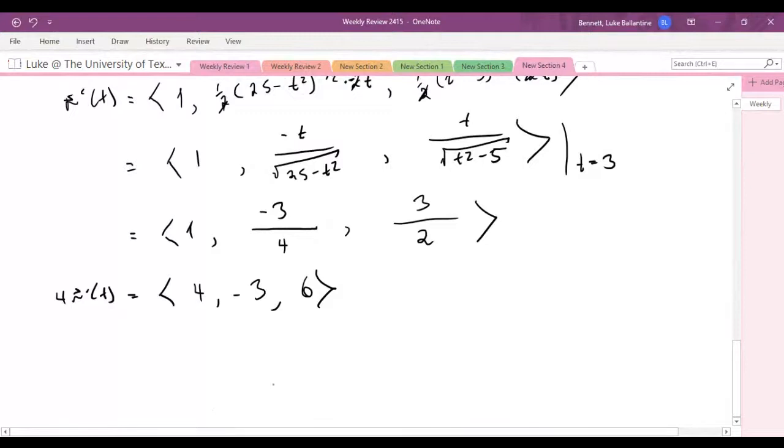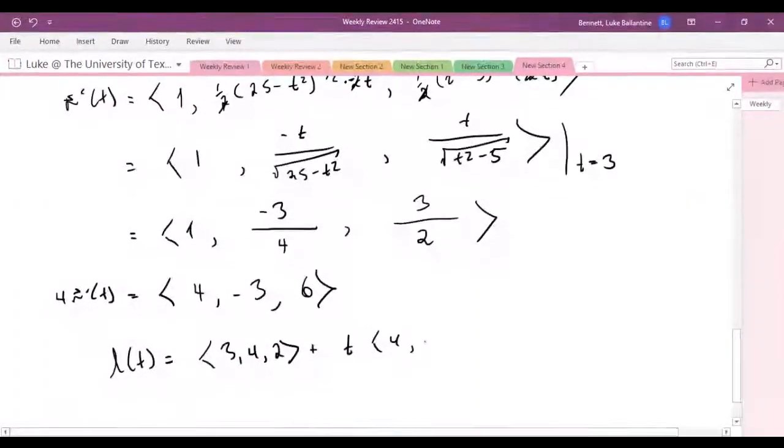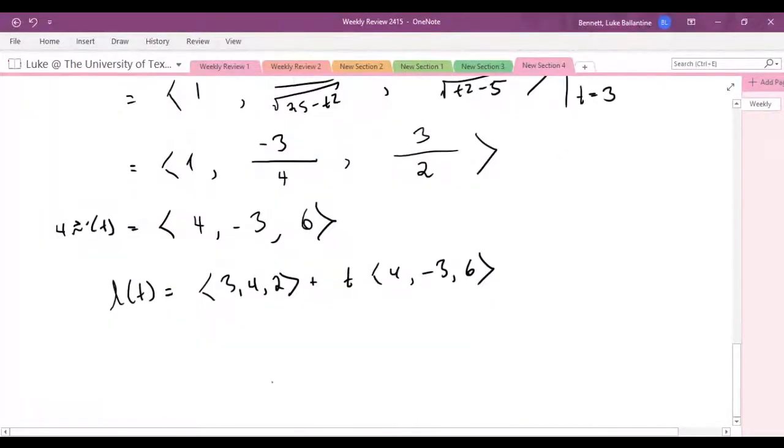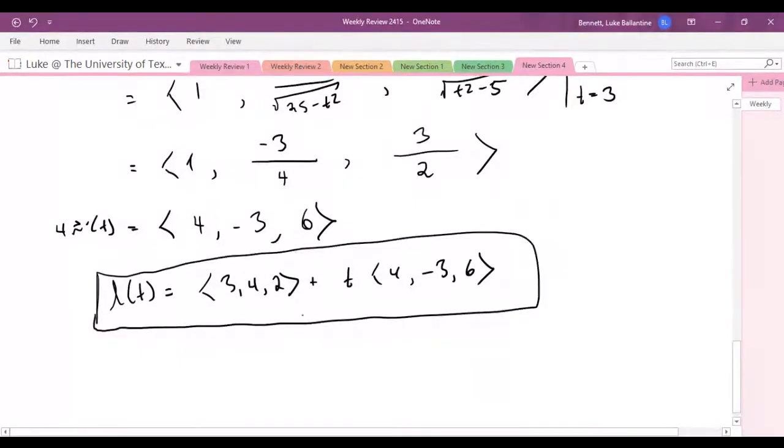Plugging it into the equation, we get L of t equals the initial point (3, 4, 2) plus t times (4, negative 3, 6). And then you can add the two vectors, or you just leave it like this. That's fine.